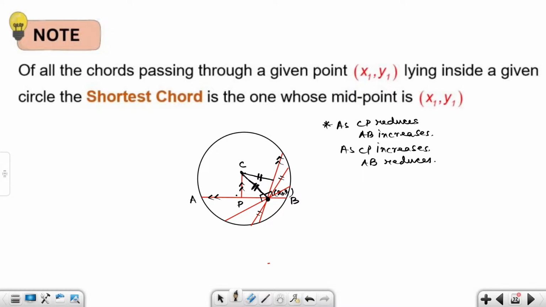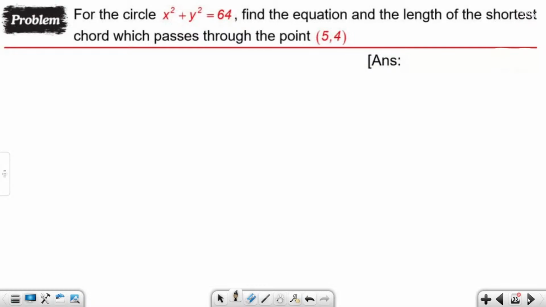Okay, let me take some problem now. In this question, it's a straightforward question. They have said for a circle x squared plus y squared equals 64, find the equation and the length of the shortest chord which passes through the point (5, 4). So just now we have learned the theory that this will be the shortest chord when (5, 4) is the midpoint of that chord.